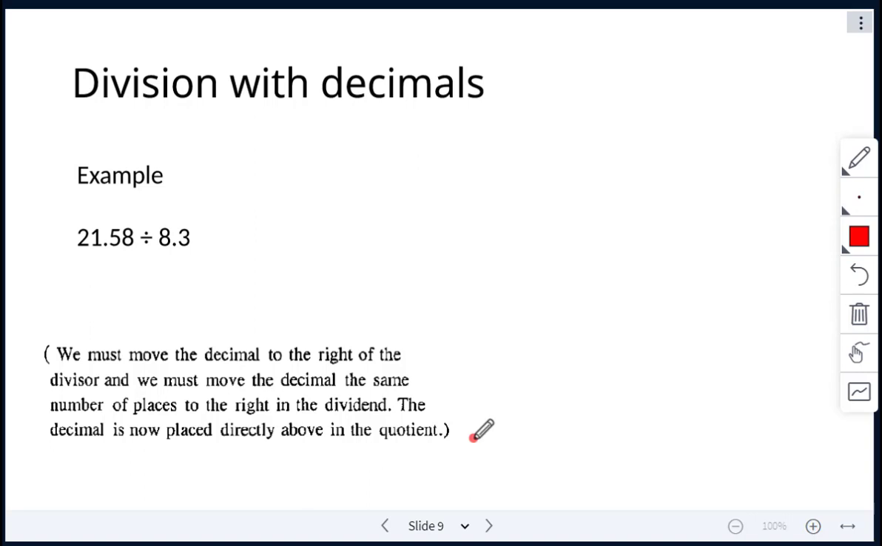So if we have here 21.58 and it's being divided by 8.3. All right, so we're going to move the decimal place to make that a whole number. So we're moving it one place to the right. So that means we have to move it one place to the right in the dividend as well. All right, so now it becomes 215.8 being divided by 83.